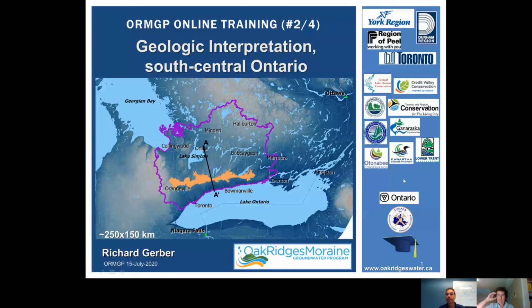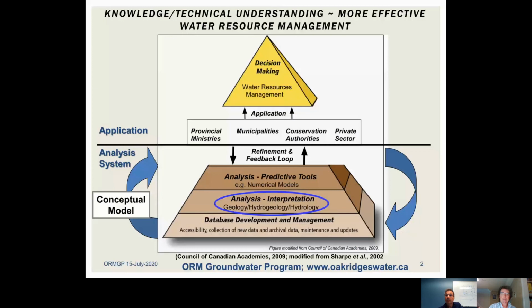Anyway, welcome everyone. As Steve said, my name is Rick Gerber. I'm a hydrogeologist with the Oak Ridges Moraine Groundwater Program. And I guess last week Steve went through an overall summary of the various components of our program and how you can get at a lot of different information sets and data on our website.